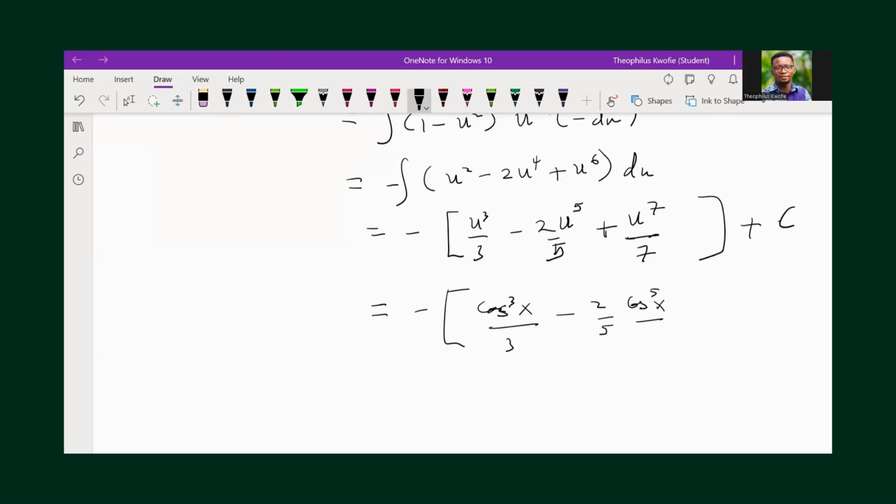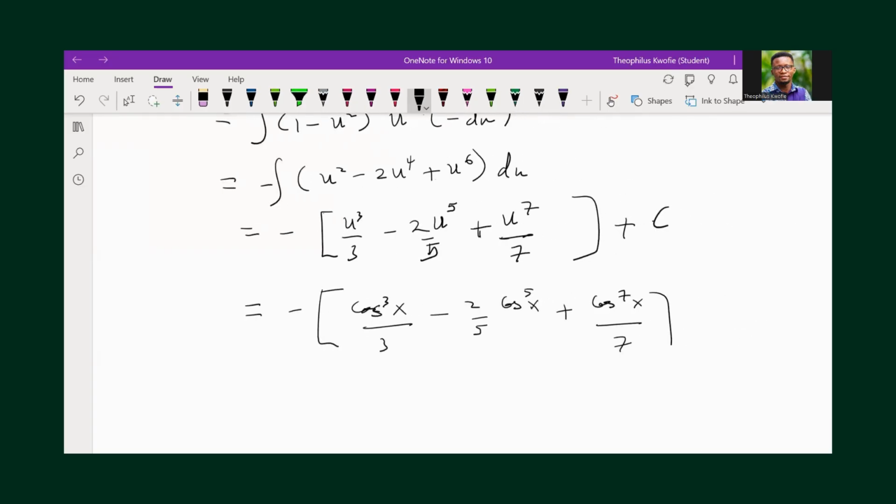and then plus cosine x, and then plus our constant. Very important, so let's take note of that.